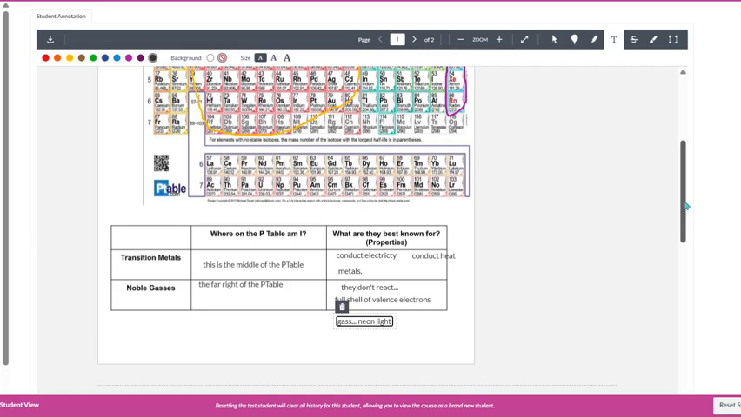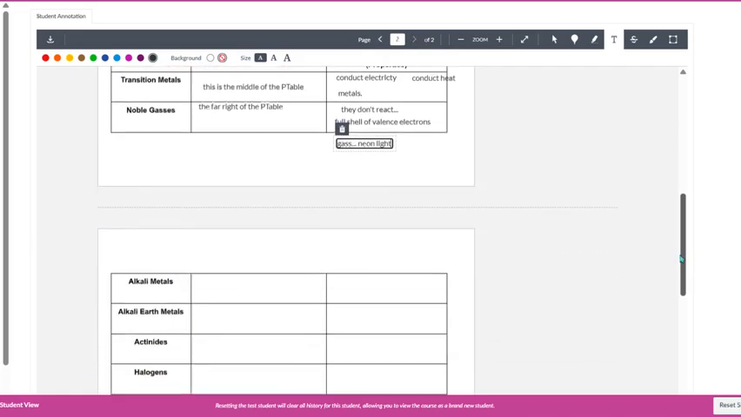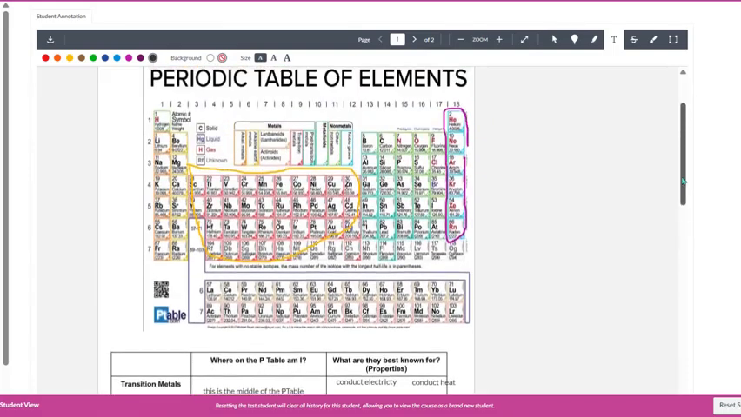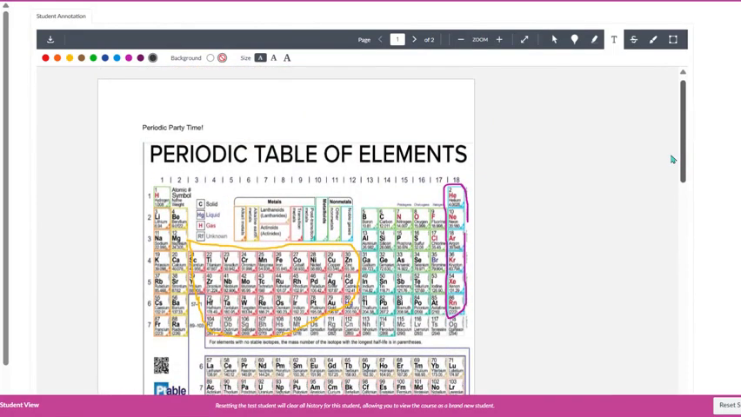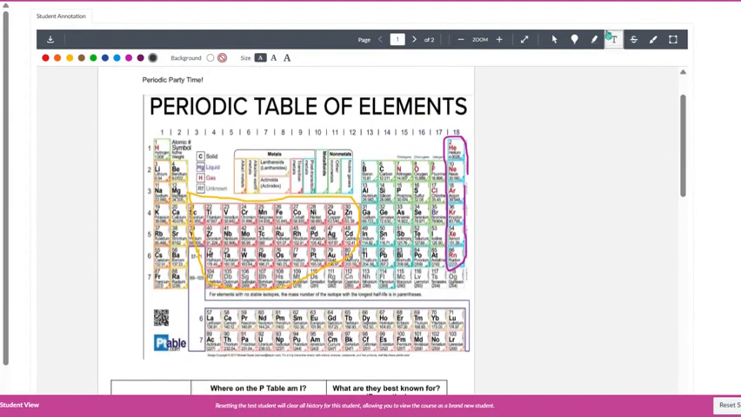Now we're going to scroll down here. We've knocked off two of them. We've got our alkali metals. We love alkali metals, and I haven't shown it to you yet. I plan on doing that at a different time. And you know what? In different years, maybe I will have shown it at this point, and that's okay too.